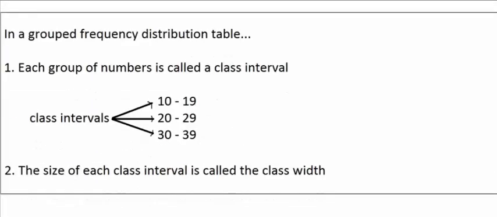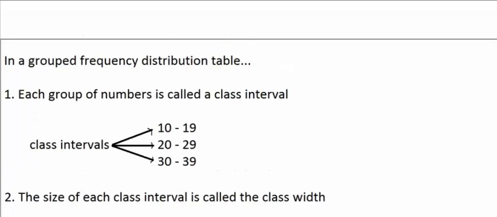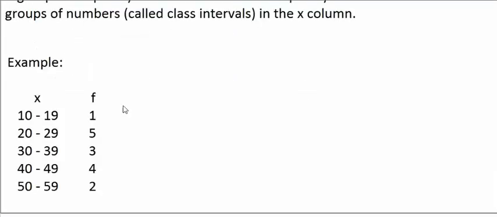Now let's go over a little bit more vocabulary, because a grouped frequency distribution table has some vocabulary that goes with it. The first term we need to understand is a class interval. In a grouped frequency distribution table, each of the entries in the x column is called a class interval. If we go back to this table, 10 to 19 would be the first class interval, 20 to 29 would be the next class interval, and 30 to 39 is the third class interval. So each of these is called a class interval.